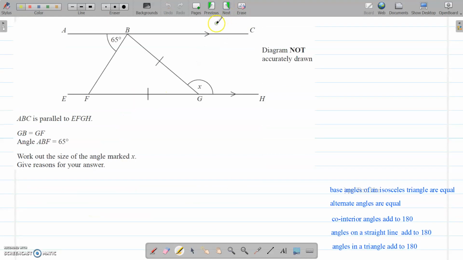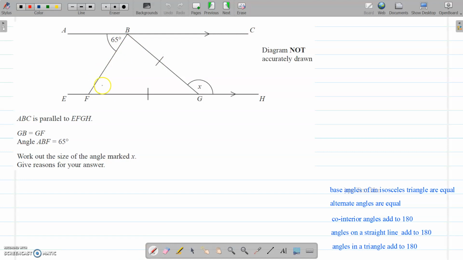Next, here we have a diagram not drawn to scale. By the way, none of these diagrams were drawn accurately, and they're not supposed to be, because the idea is you have to work the angles out, not measure them. We can see it's not drawn accurately because that's supposed to be an isosceles triangle because of these two equal sides, which means these two angles would be the same.